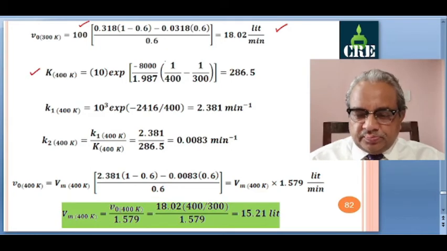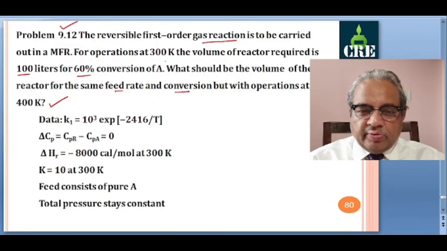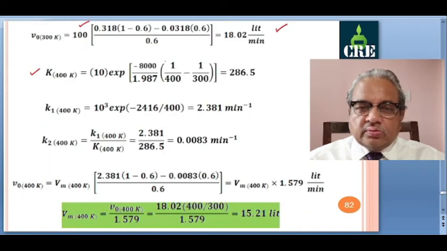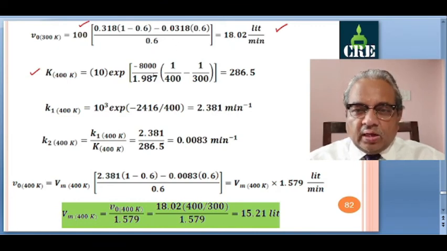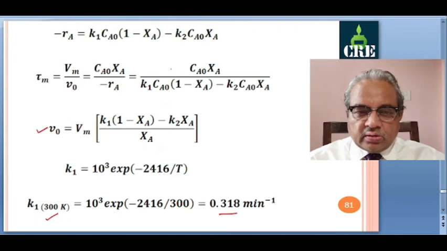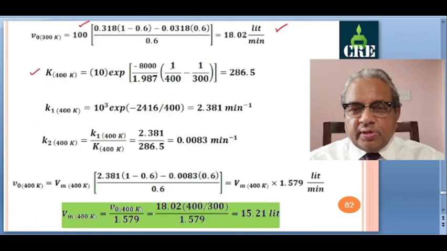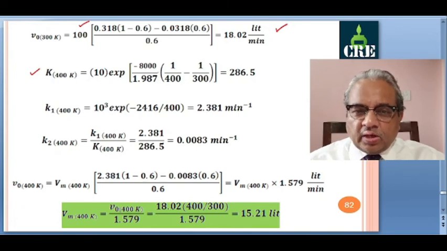This 8000, this value is given, 8000 at 300. So this is at 300, this is at 300. R value 1.987 in the units of calories, because this is 8000 calorie per mole. If it is given in joules per mole, then you use another constant 8.312. 1 by 400 minus 1 by 300.